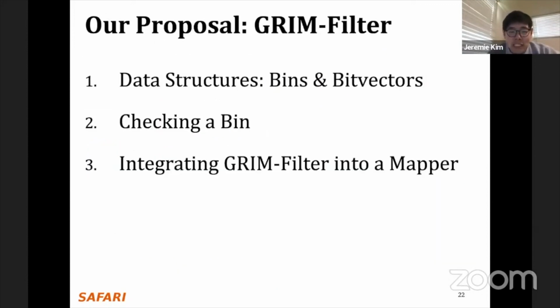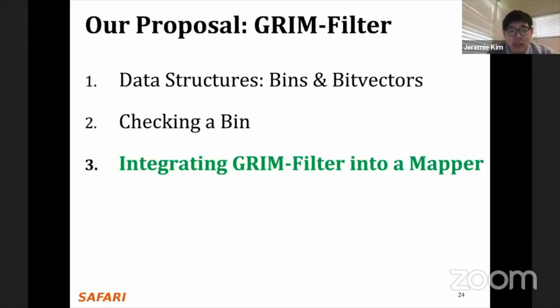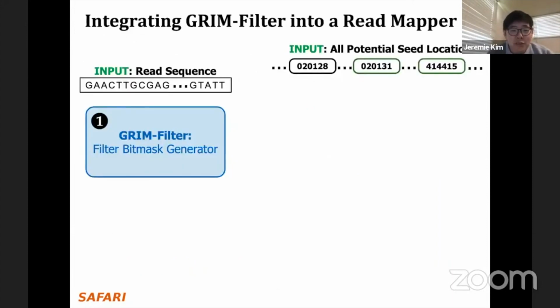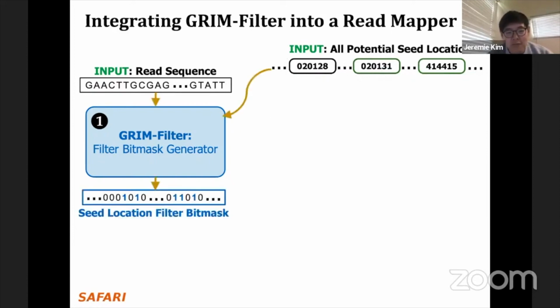So how would we integrate GRIMFilter into a full read mapper? GRIMFilter takes in a read sequence and all the potential seed locations as input. And remember, these potential seed locations are taken from the output of querying the hash table. And it feeds it to the GRIMFilter, which essentially calculates the potential existence of that read sequence within every single bin of the potential seed locations.